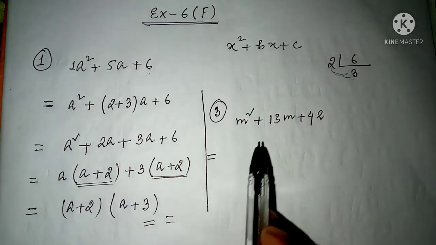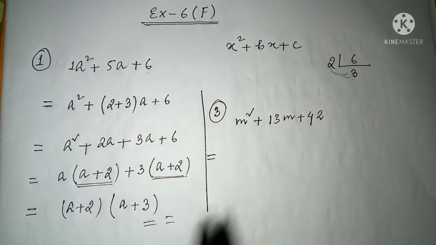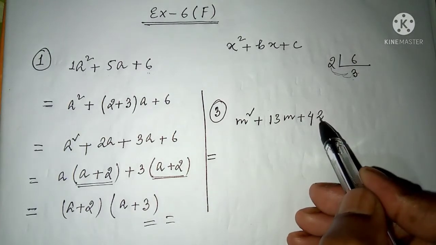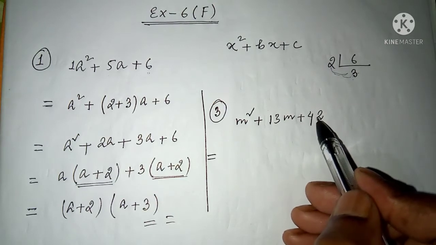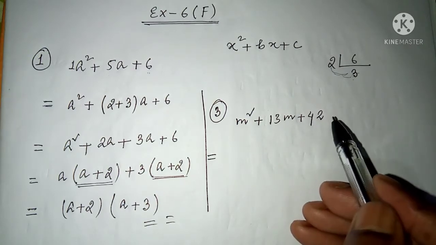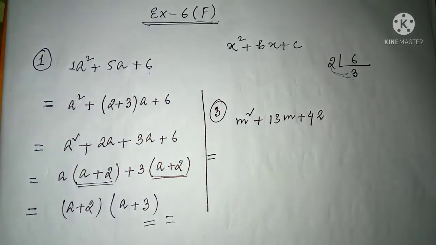Now see, this is our third question: m square plus 13m plus 42. Just as I have said, first of all I will look at the third term, that is 42. Then I'll factorize this 42 and choose two factors such that when I add or subtract them, it must give me how much? 13.